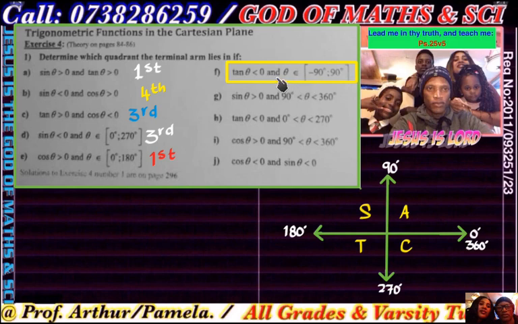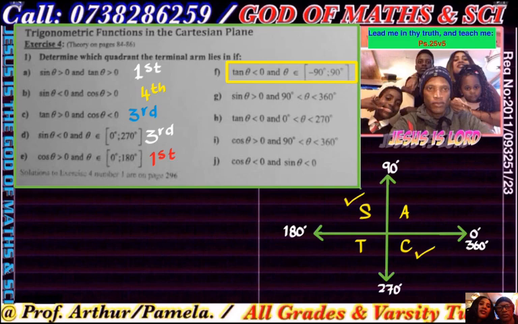Now let's go on to alphabet F. Alphabet F says tangent of theta is less than 0, meaning where tangent is negative. Tangent is negative in the second quadrant and also in the fourth quadrant. Good. Now we're given that theta is an element of the closed interval negative 90 to 90.